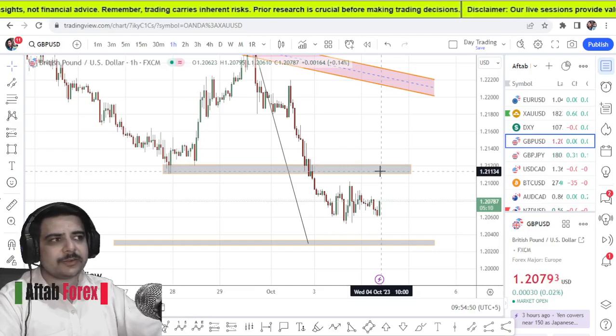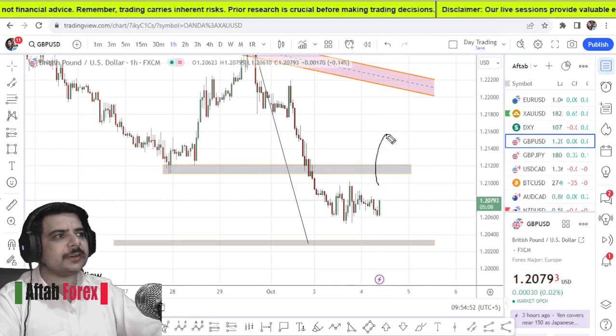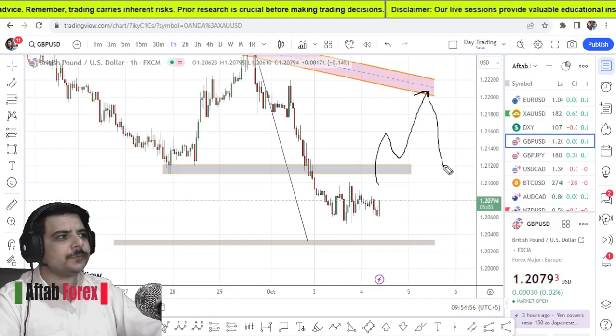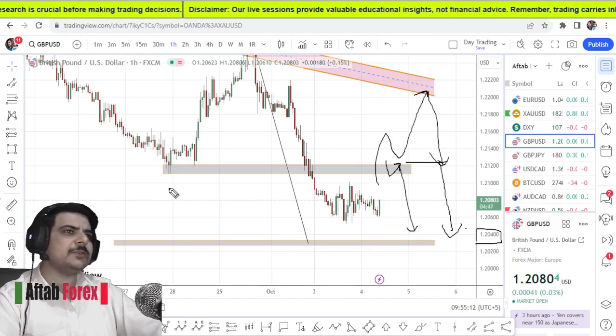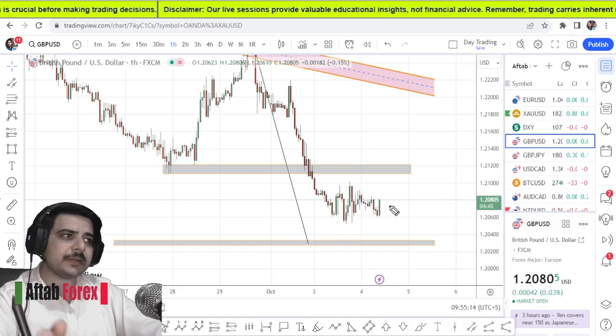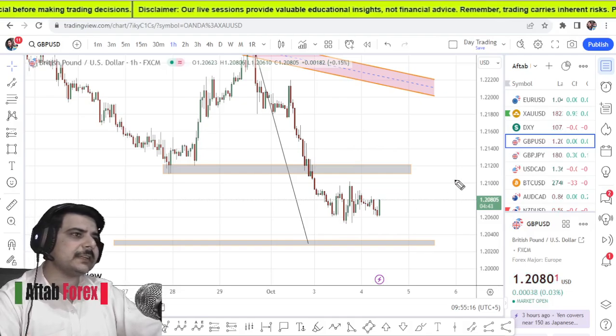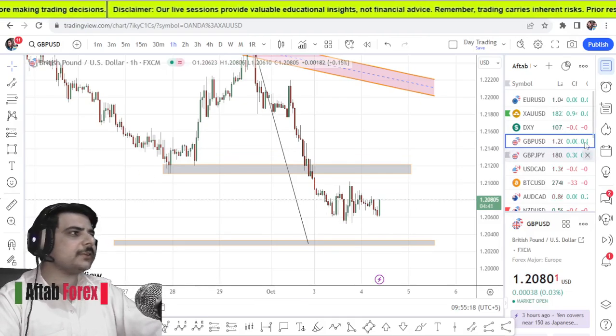Now if you are my audience, you should know how you can trade it, and you should know that this will be then the target one, and the target 2 will be this one, or if it reverses from here with a rejection, then target 1 is 1.20200. So pound dollar is pretty much simple. I explained it yesterday in detail, so make sure to check it out.